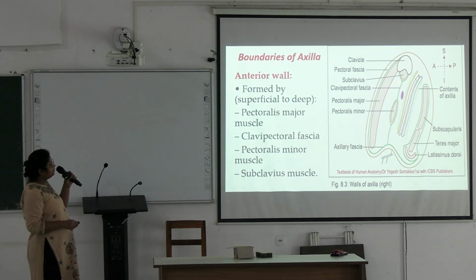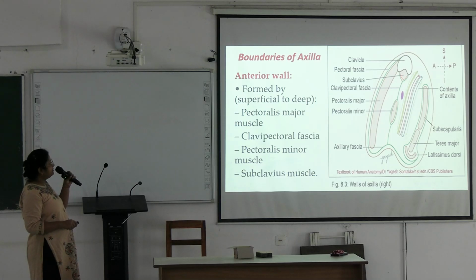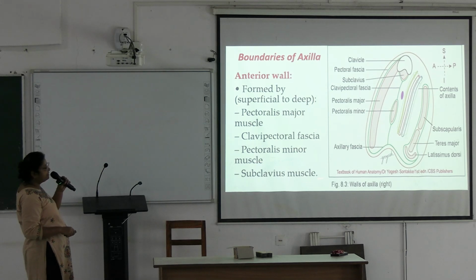Here is the clavipectoral fossa, subclavius and pectoralis minor, and the suspensory ligament of the axilla, which holds the axillary fossa in a dome-shaped position. So all these structures are forming the anterior boundary: pectoralis major, clavipectoral fossa, pectoralis minor, subclavius.